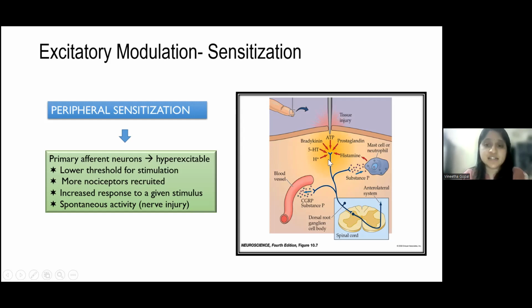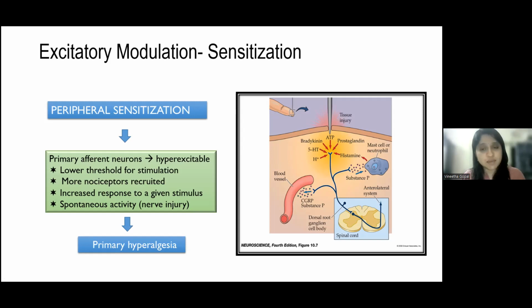So what is the net result of that? For a noxious stimulus, there is an aggravated response, which is known as primary hyperalgesia. This term is very important, primary hyperalgesia. At the same site where there is injury or where there is a problem, if you give a noxious stimulus, the same stimulus will produce an amplified response. That is primary hyperalgesia. In the next slide, we'll come to know what is secondary hyperalgesia.